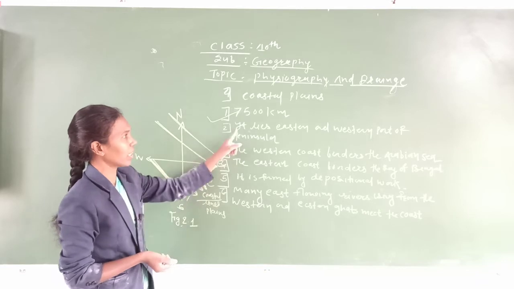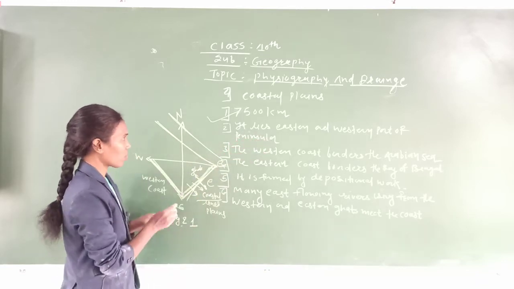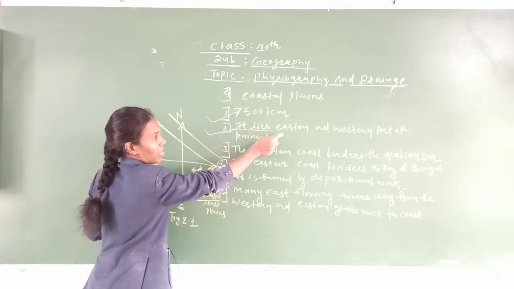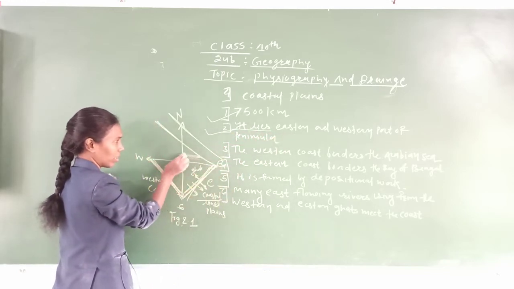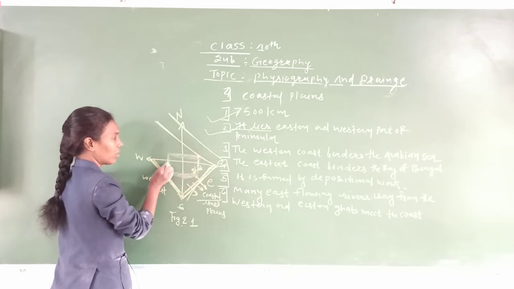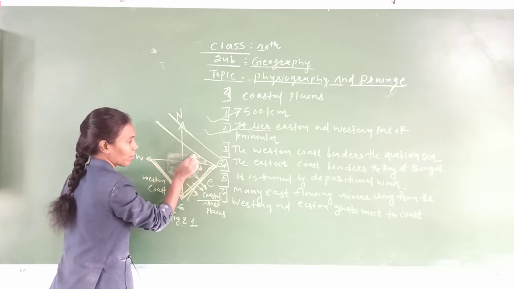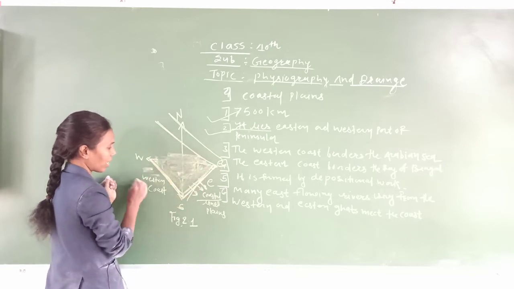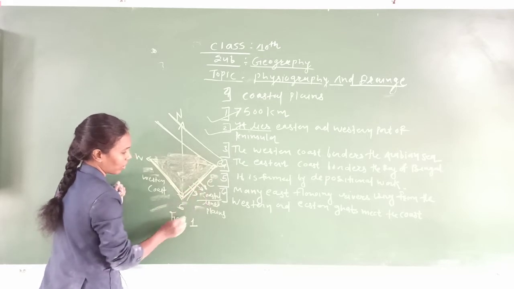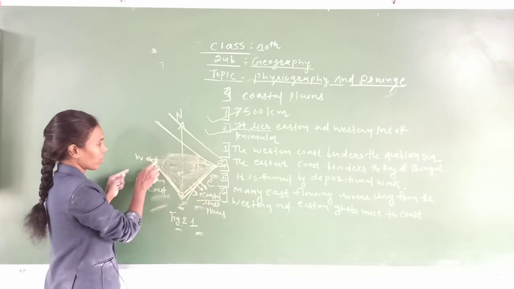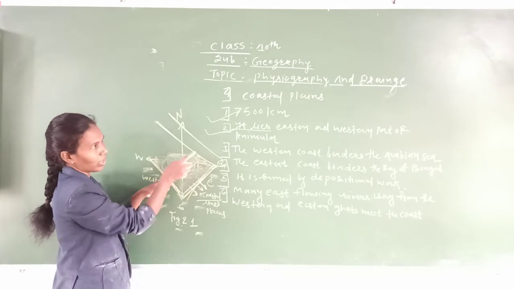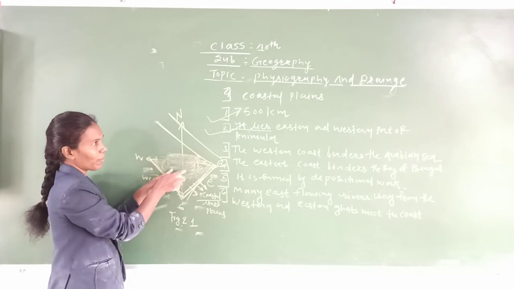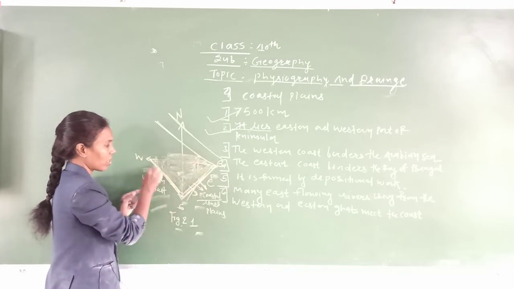Then second, it lies on the eastern and western parts of the peninsula. How do we explain? It lies on the eastern and western parts of the peninsula. In the first or second lecture we learned about this area, which is known as the peninsula. Why is it a peninsula? If three sides of the land are covered by water, it is known as a peninsula. So this area is known as the peninsula. The portion on the east side and west side of the peninsula is known as the coastal plain.